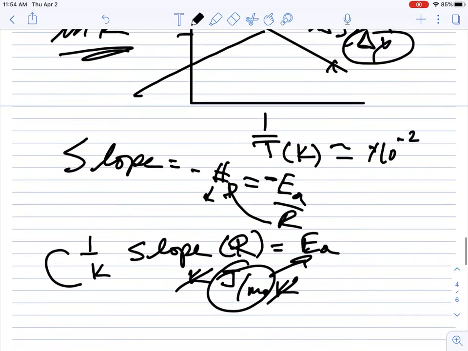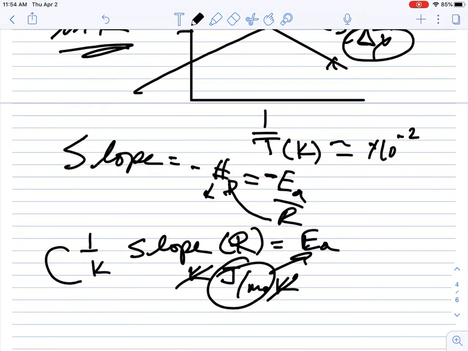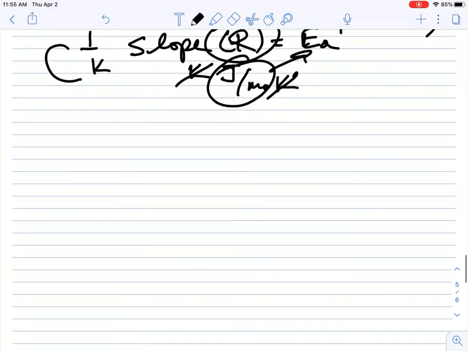What's going to be important here is that you choose the right value of R, because remember, you have two: one that's in atmosphere liters and one that's in joules per mole Kelvin. You want this activation energy to be in joules, so this value of R has to be the one in joules per mole Kelvin.